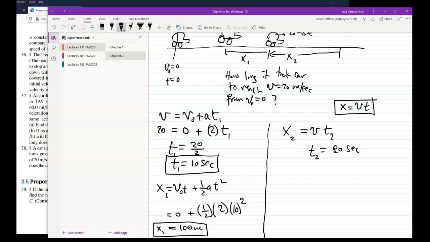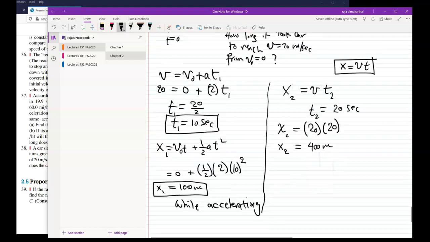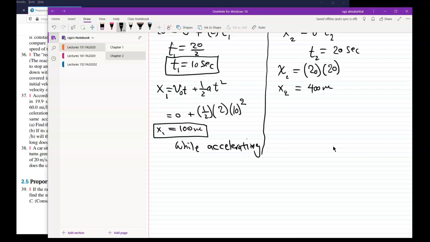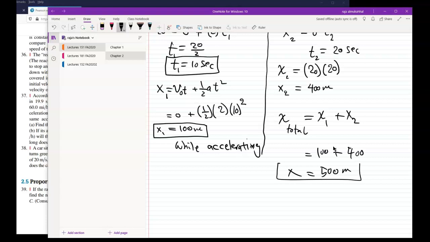Okay, so now I go back, so I say x2 is equal to the velocity, 20 times 20 seconds, and that will give me 400 meters. And therefore, the total displacement, or total distance, is x1 plus x2. And that will be 100 plus 400, and that's equal to 500 meters. That's the total distance traveled by the car. You got that? Okay, good.